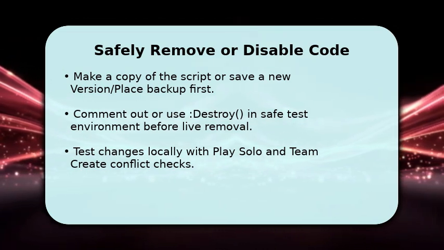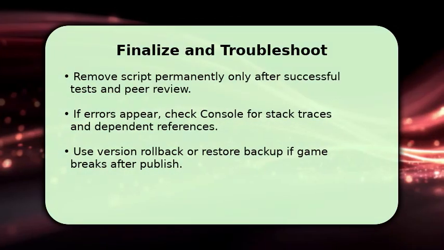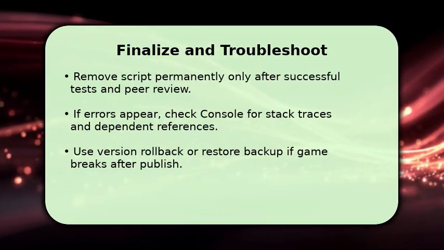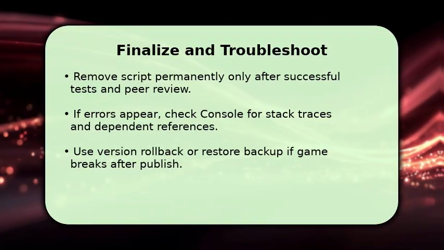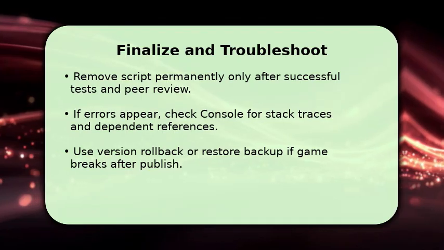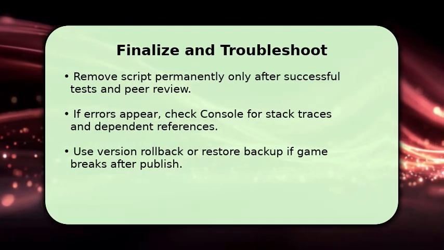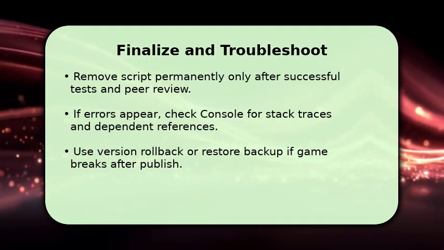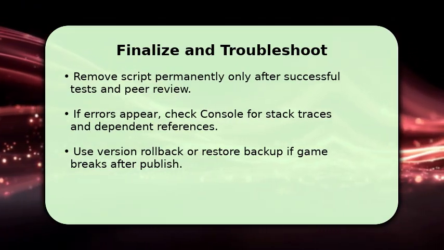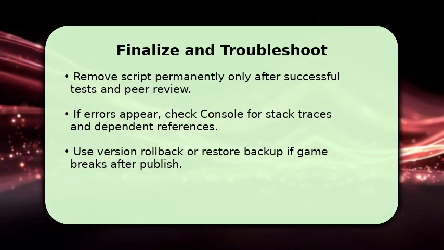Finally, when tests pass, remove the script permanently and publish the place. Make sure to run full playtests including multiplayer scenarios and edge cases. If issues occur, open the output/console to read stack traces and identify dependent modules, events, or object references that still call the removed code. Once you find references, either update callers or restore the script temporarily.